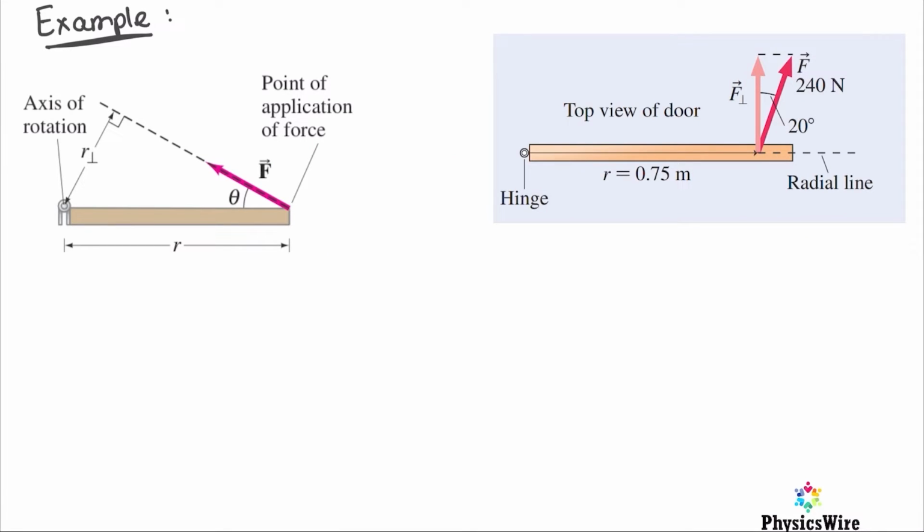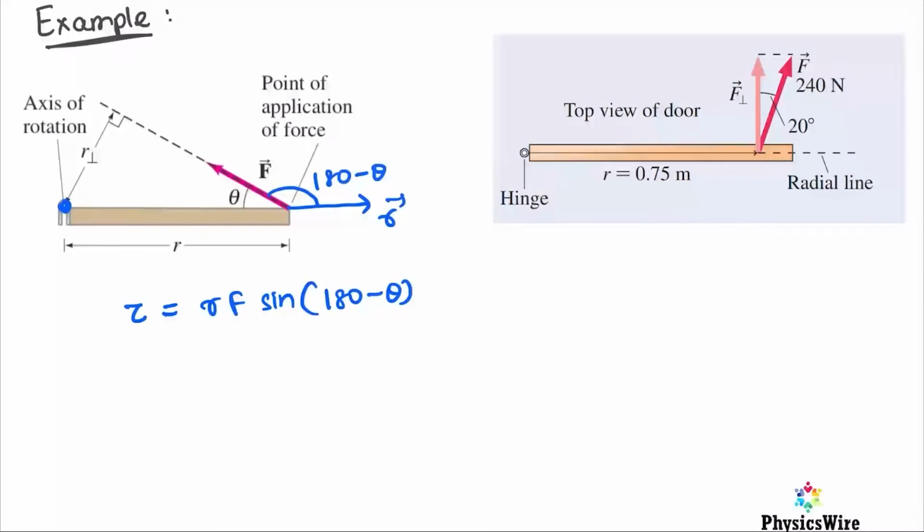Let's check out this example. This is a fixed point here and the force is this one, and this is the r vector. If you see, the angle between this r and f is this one, not theta. Remember this thing. So this is 180 minus theta. So your torque equals r into f into sine of 180 minus theta. Remember this thing. For the r vector, draw a line from this fixed point to the force. So this is your r vector.